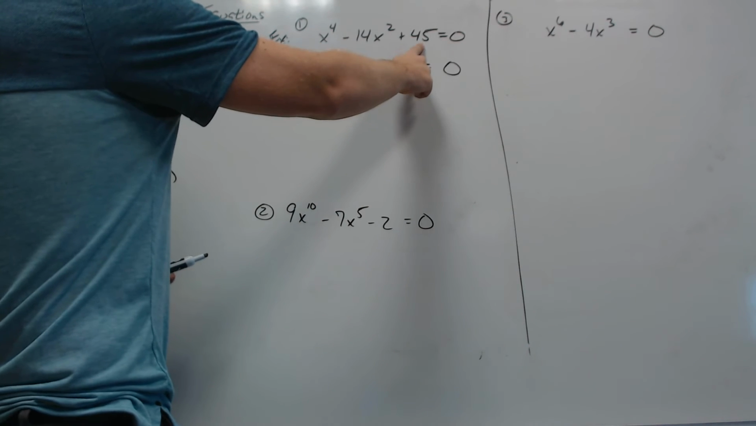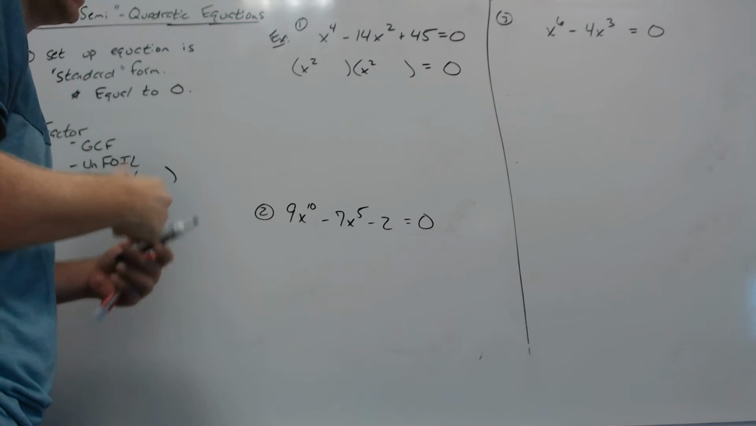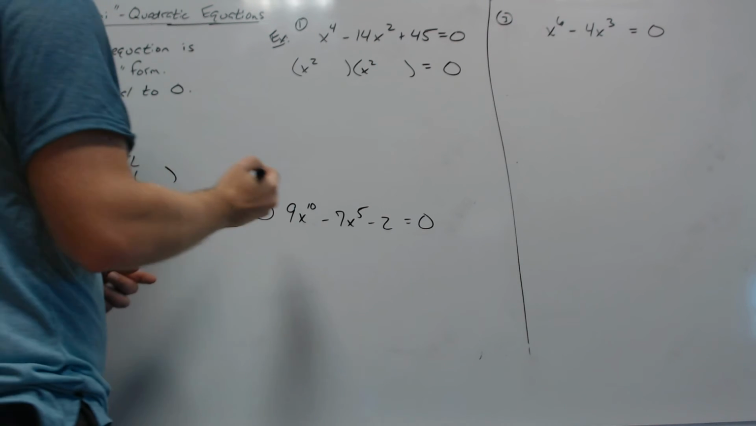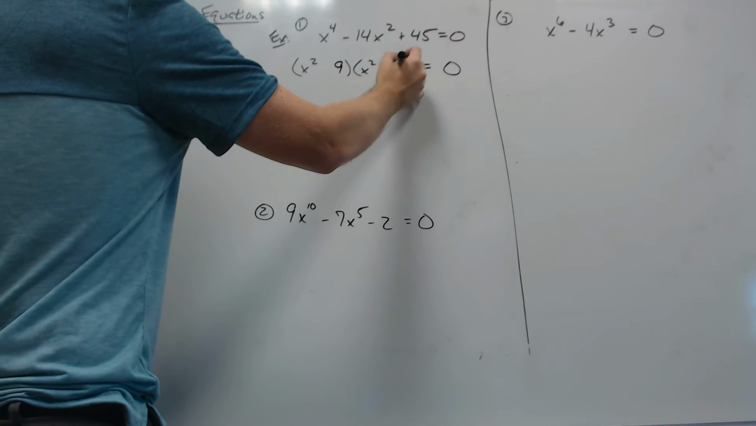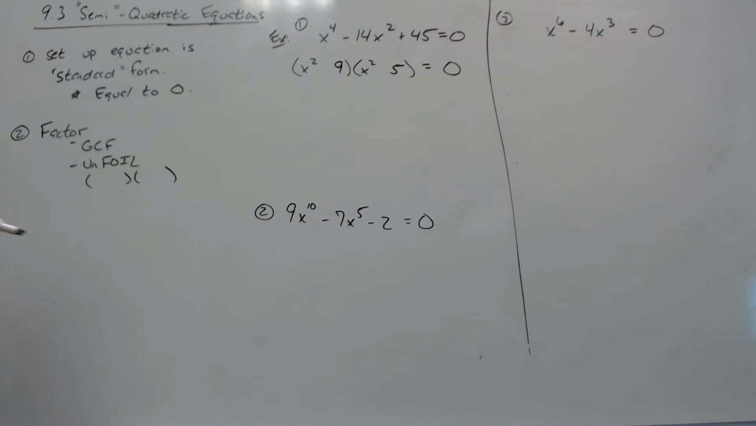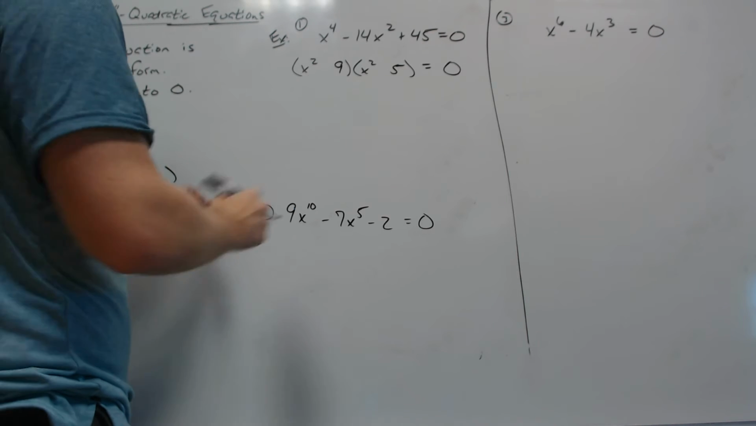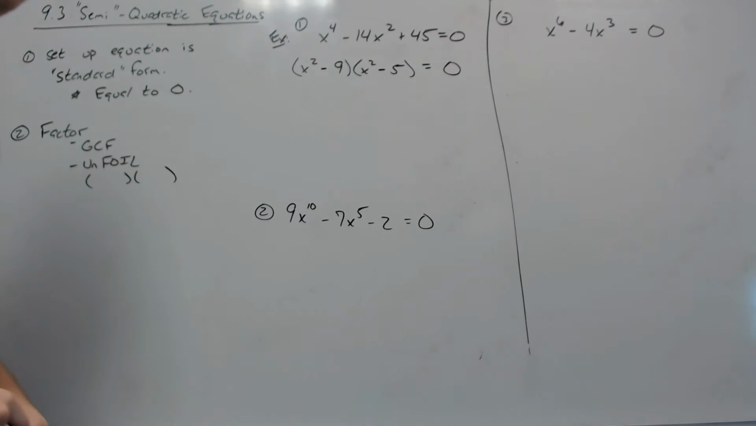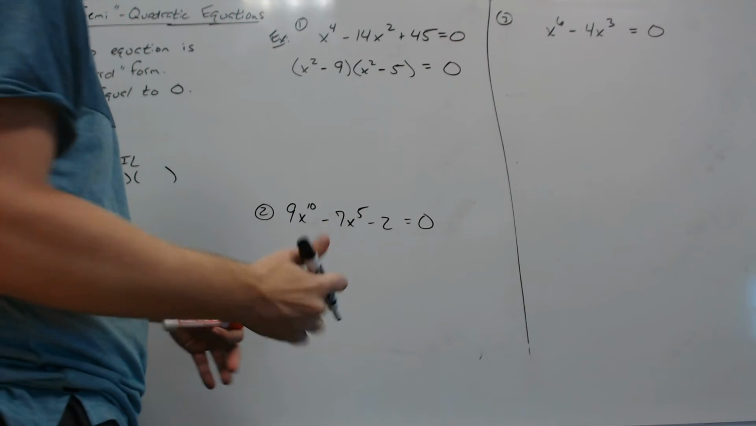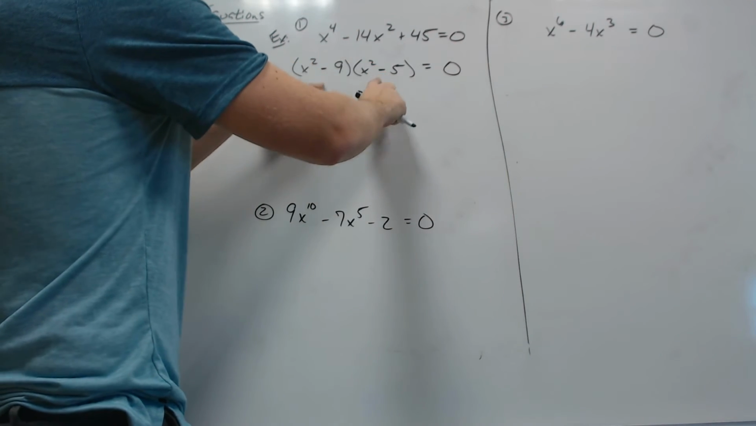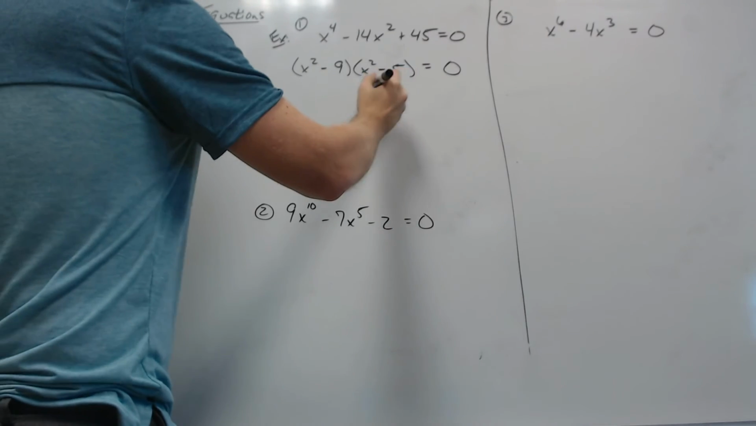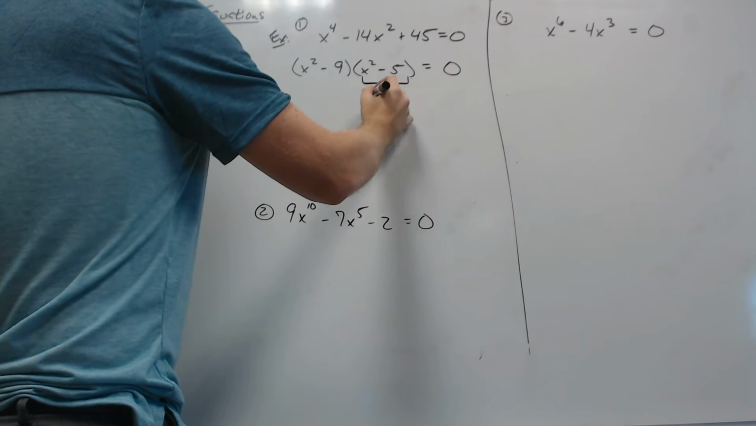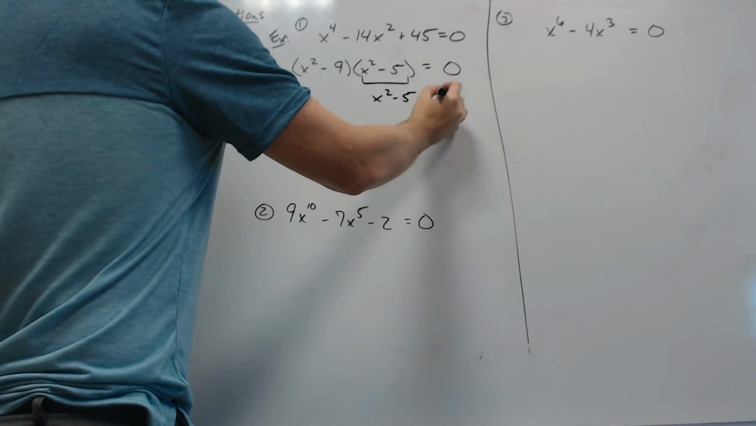I need factors of 45 that are going to add up to 14, combined to get 14. And I think that's going to be 9 times 5. And in order for them to add up to negative 14, that would be a negative 9 and a negative 5. We'll treat it the same way as a quadratic. We'll solve each of these factors by setting them equal to 0. So I take this and I say x squared minus 5 equals 0.